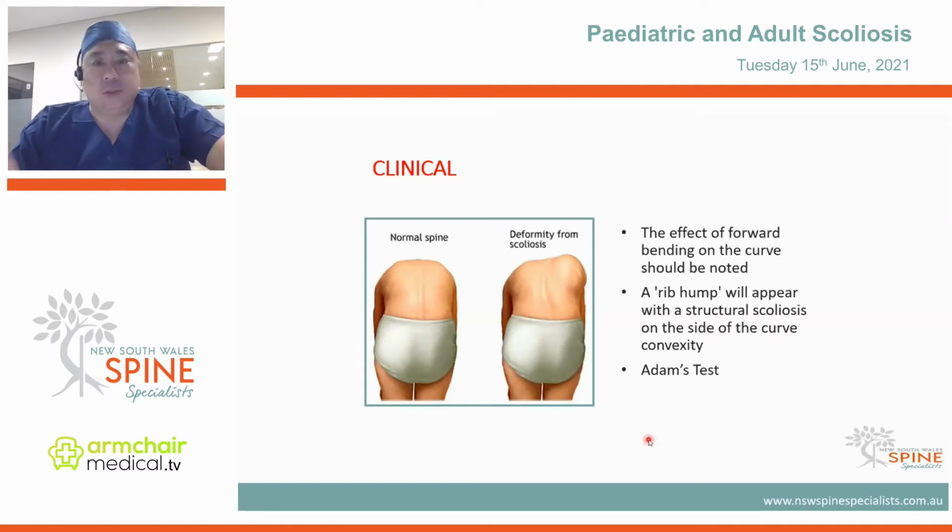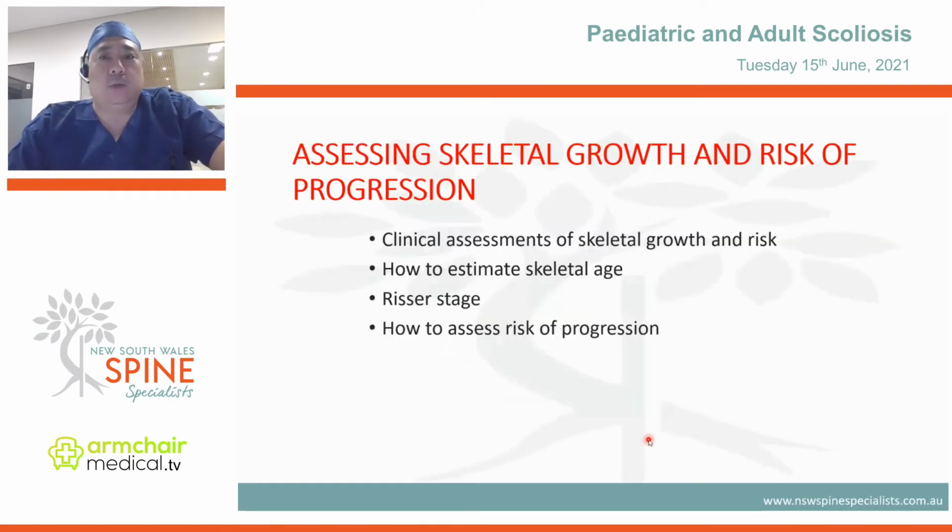So that's a simple test you can do in your office, and particularly when these patients come with their siblings as well, you can get them all to bend forward just to see whether there's a family hereditary component to that as well. Now, we also have the important part of pediatric scoliosis, also assessing skeletal growth, because that tells us what the risk of progression is.